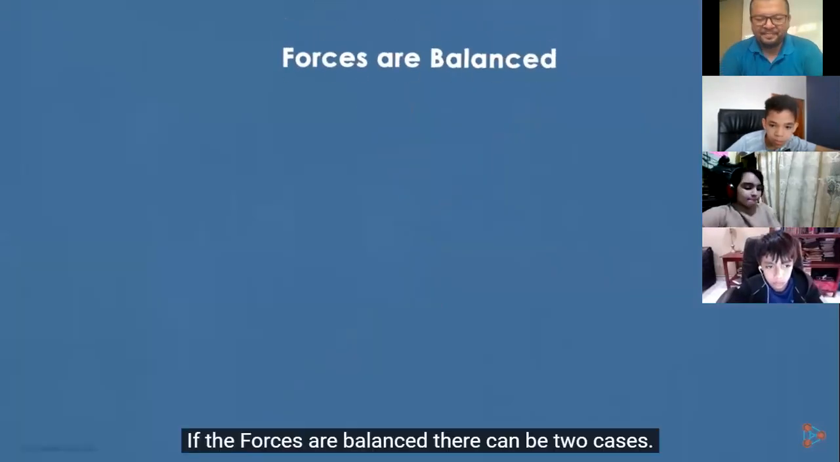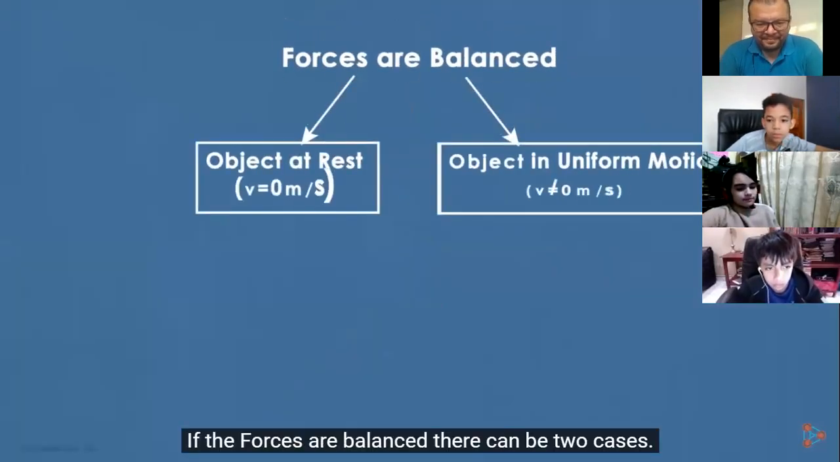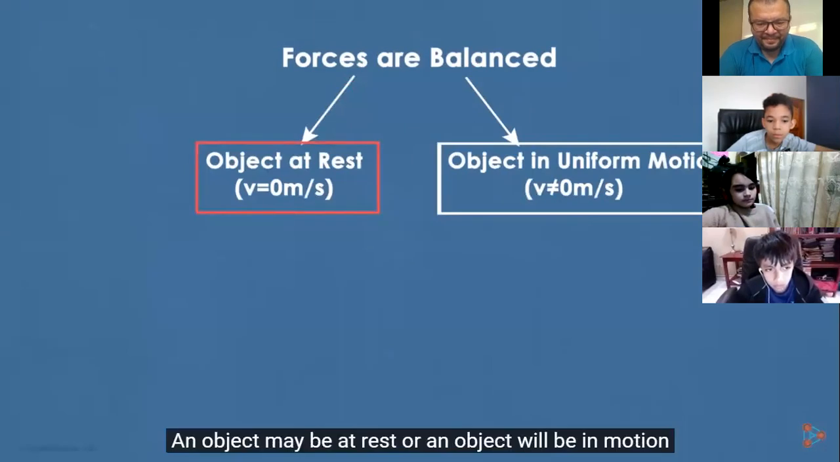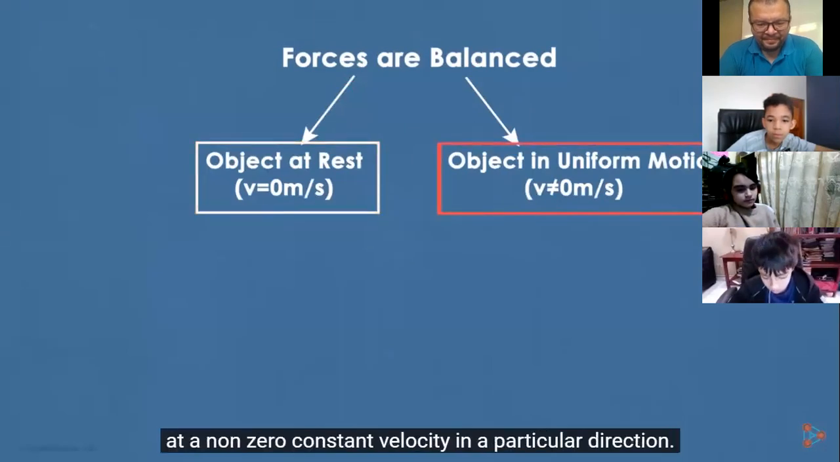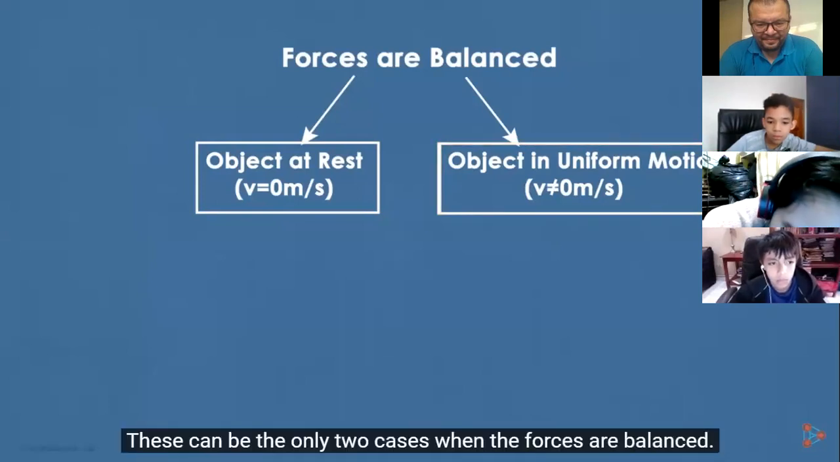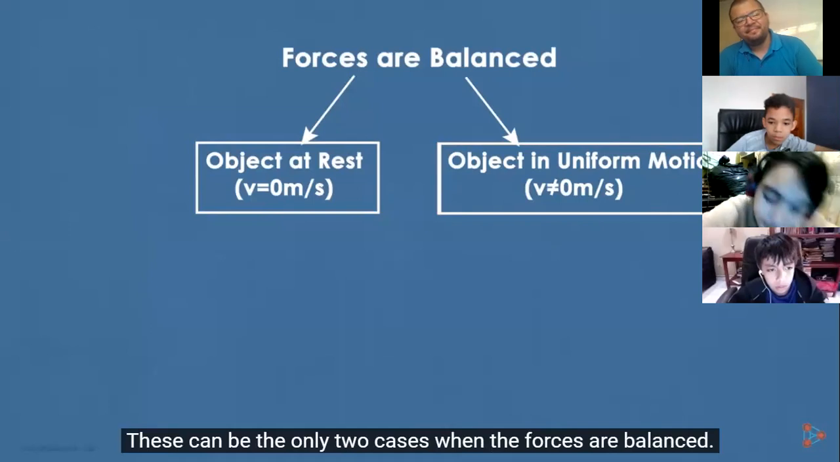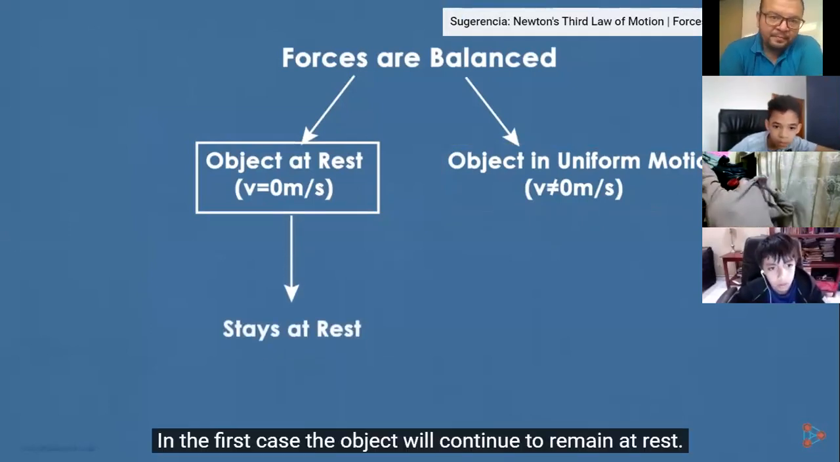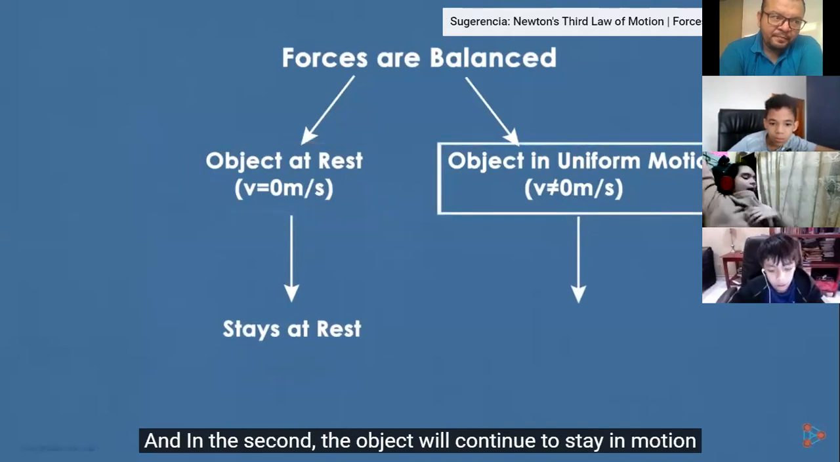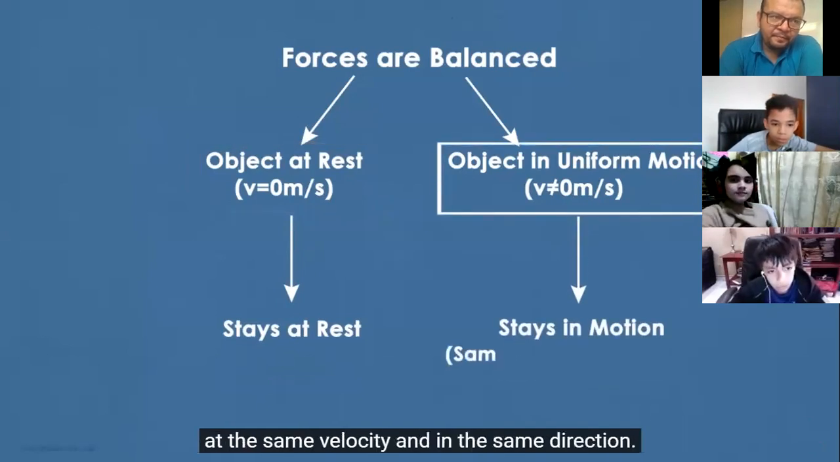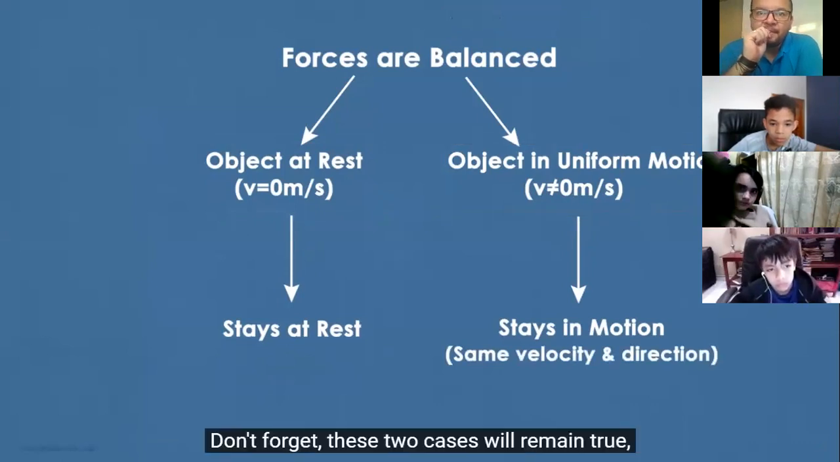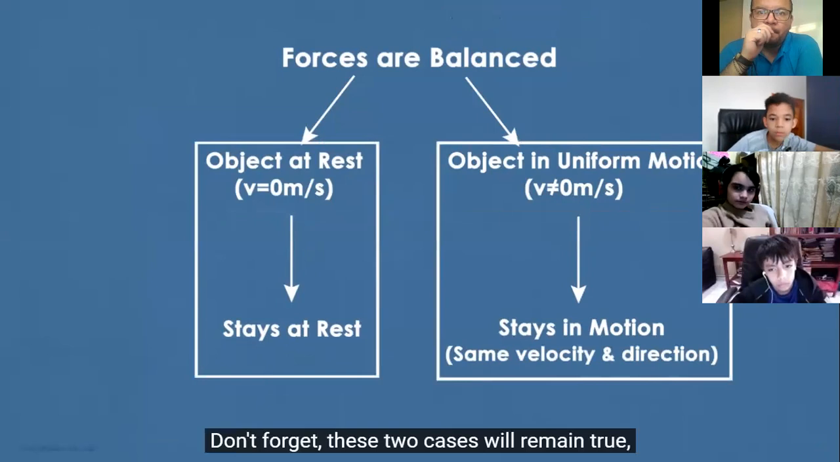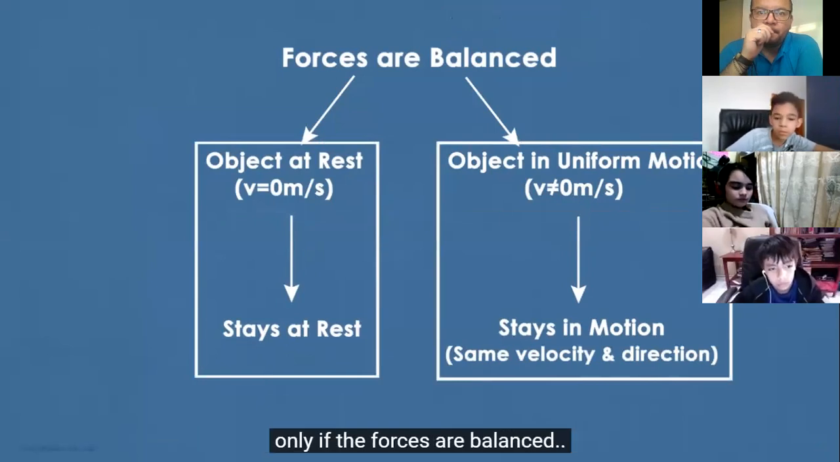If the forces are balanced, there can be two cases. An object may be at rest, or an object will be in motion at a non-zero constant velocity in a particular direction. These can be the only two cases when the forces are balanced. In the first case, the object will continue to remain at rest, and in the second, the object will continue to stay in motion at the same velocity and in the same direction. Don't forget, these two cases will remain true only if the forces are balanced.